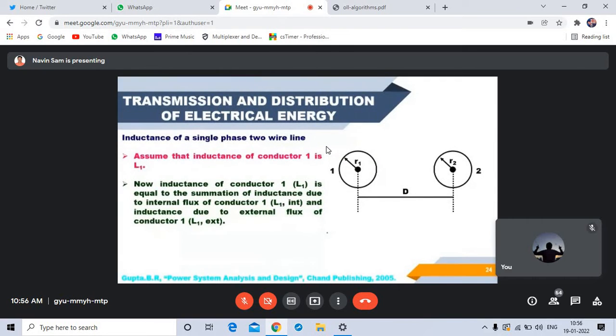Now, can anybody say L1 internal? So you can look at this. It is mentioned that L1 internal is the inductance of conductor L1 due to internal magnetic flux. So L1 internal is equal to just, think about the previous derivation and tell me what is the answer. L1 internal.